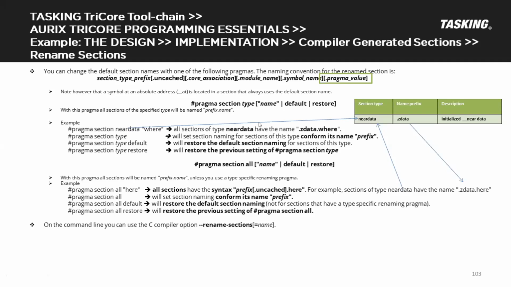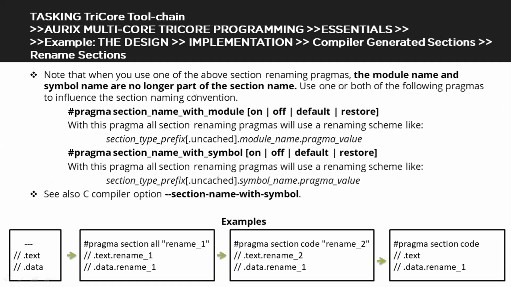Okay. So maybe you already noticed that when you rename the section, the module name and the symbol name will go away out of the section, which is sometimes not preferable for some developers. So there are pragmas that you could use to enforce the linker to put the module name and the symbol name inside the generated section. So feel free to use them if you want.